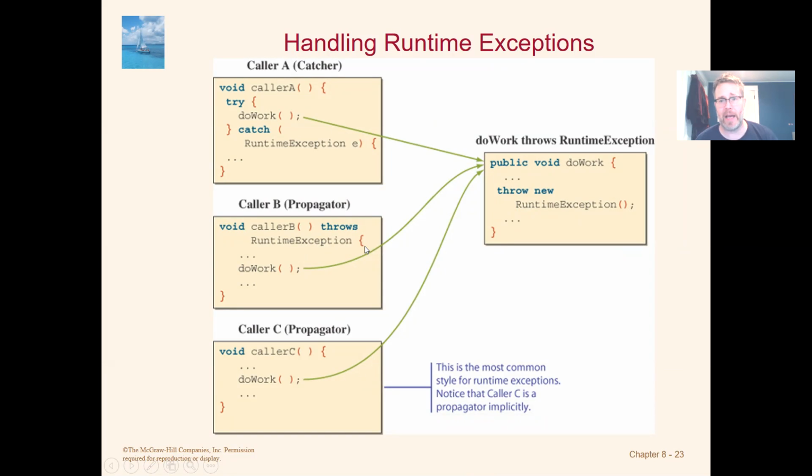It's going to just mention it in the header that, hey, here's a friendly warning. I'm calling a method that is known to occasionally throw a runtime exception. If you're calling me, you might want to handle this. But again, because it's a runtime exception, there's no obligation to do it. Just like caller C down here, it can call doWork. It doesn't have to handle that runtime exception. It's probably a good idea to, but it doesn't have to. Okay.